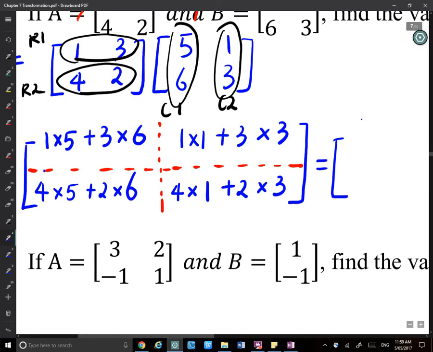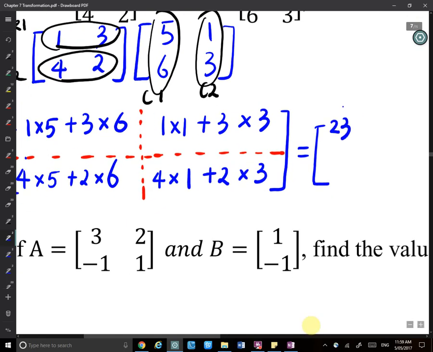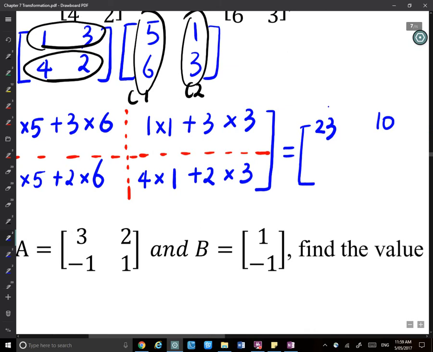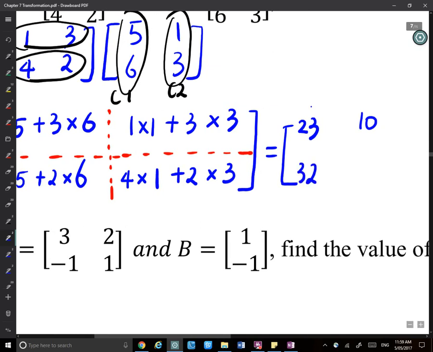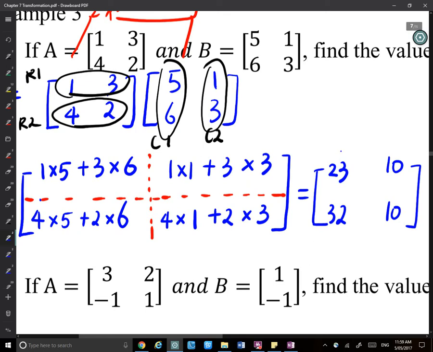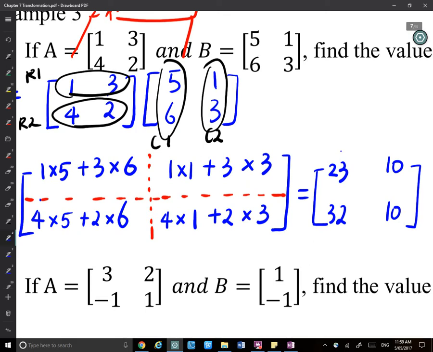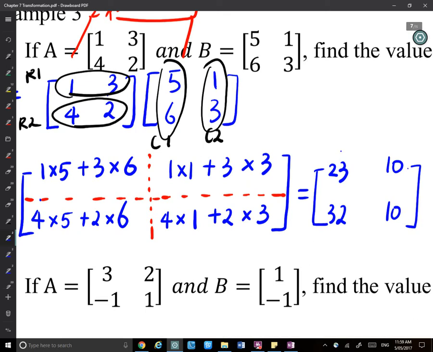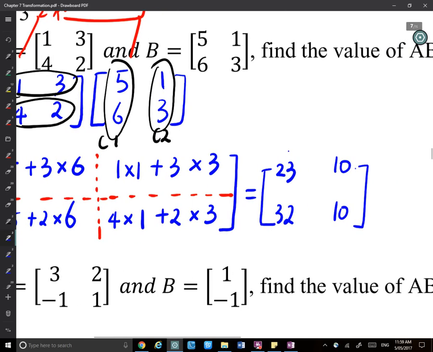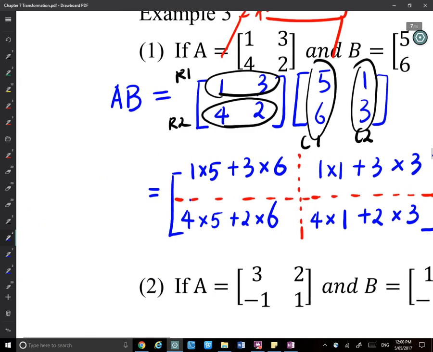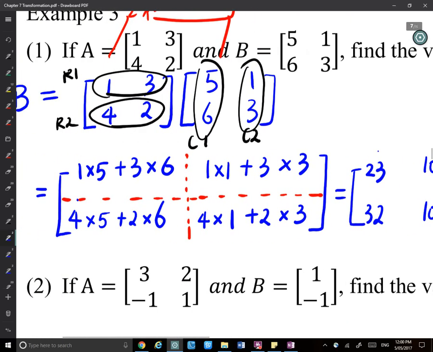5 plus 18, 23. 1 plus 9, which is 10. 20 plus 12, 32. 4 plus 6, which is 10. I think I made some mistake. Right, 5 plus 18, 23. 1 plus 9, 10. 20 plus 12, 32. 4 plus 6, well, it's correct. That's the answer for A times B.